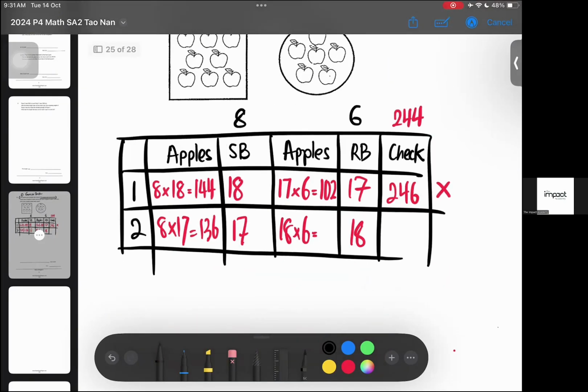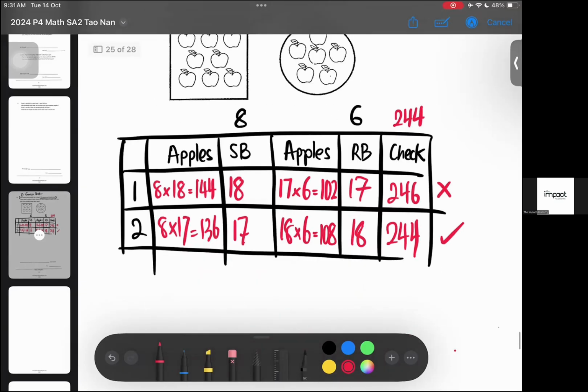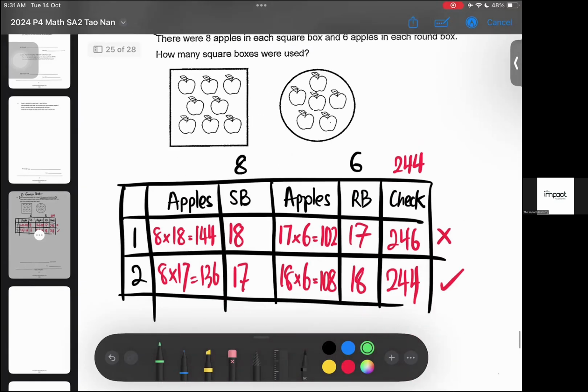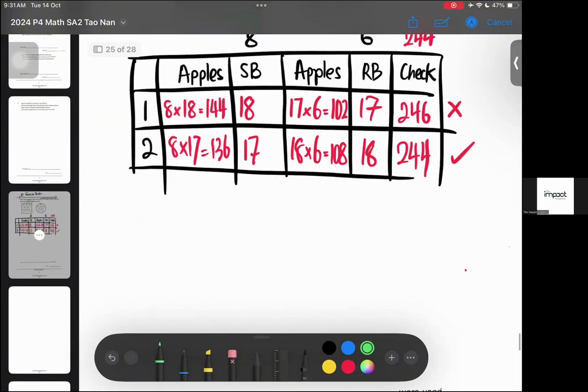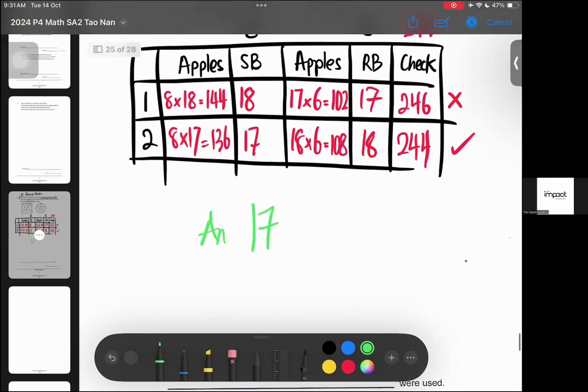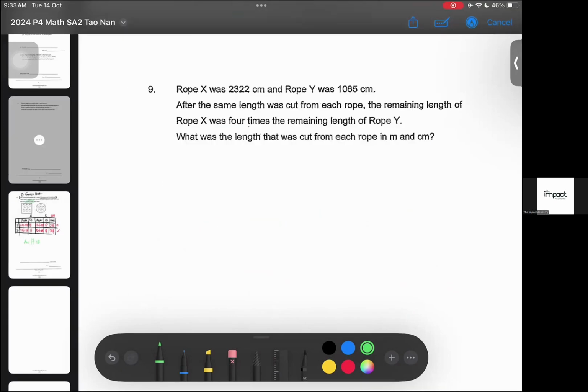So when we have 18 times 6, we get an answer of 108. When we add them up together, 108 plus 136, we get to 244. And that's the reason why this is absolutely correct. But of course, you don't just give it as such. What is the question asking? How many square boxes were used? So your answer for this question has to be 17 square boxes.